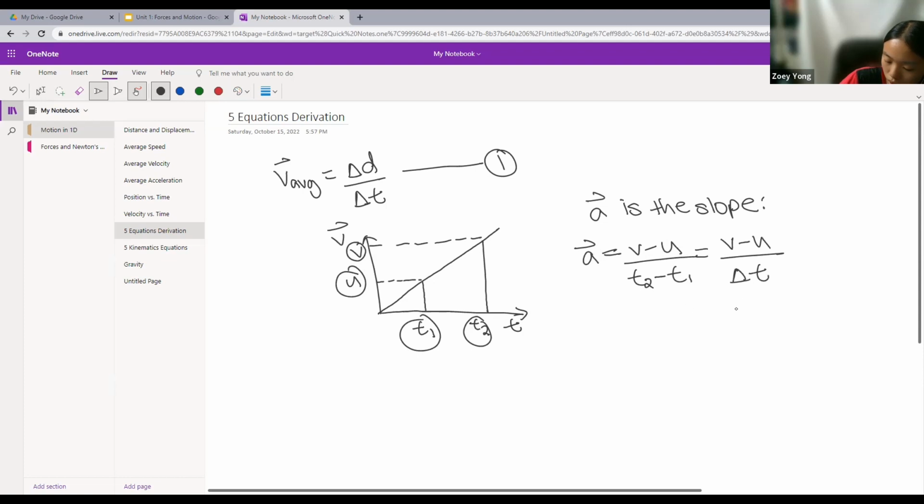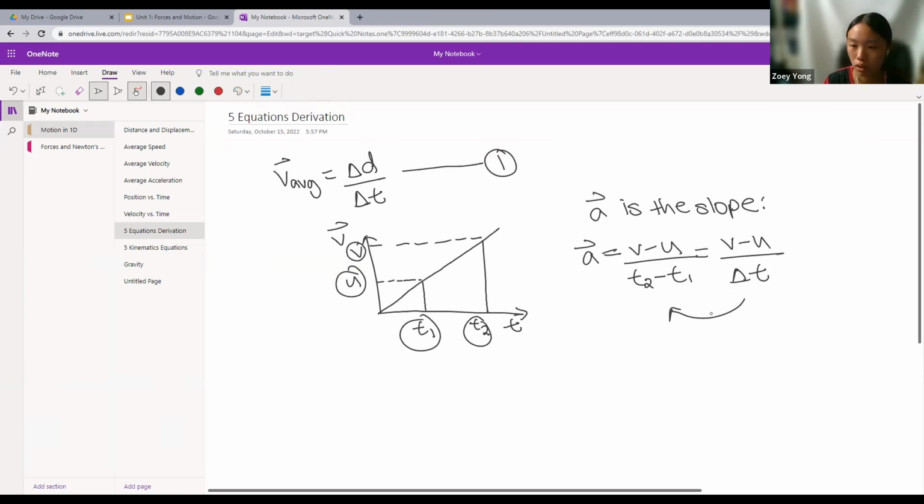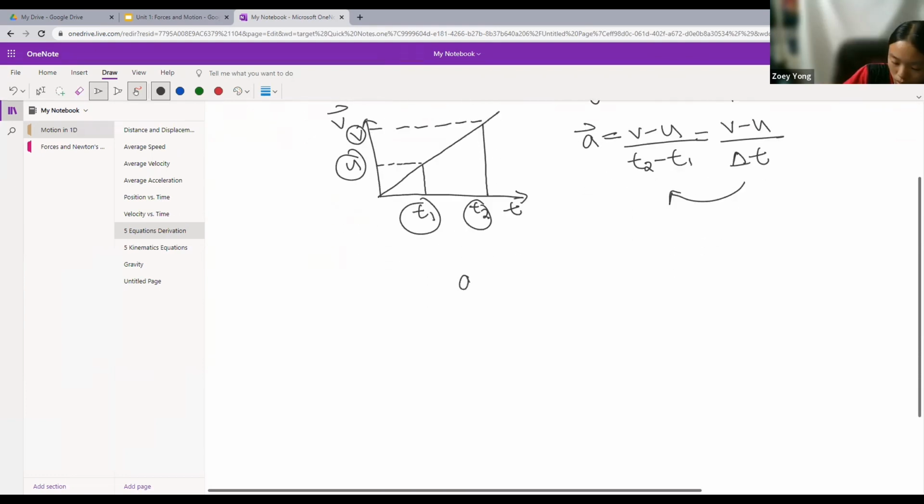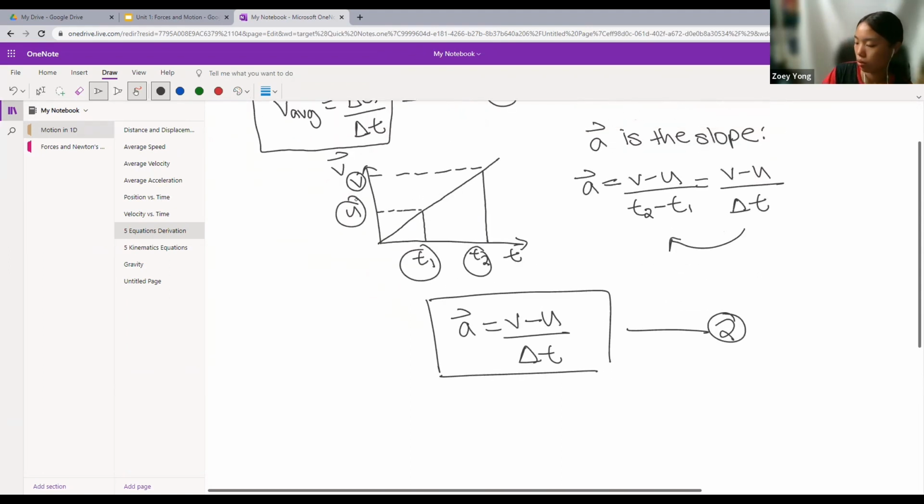So we're just calling the change in time delta t. Instead of two variables, we're just going to put it as one, because most of the time when you do a problem like this, they'll just give you the change in time instead of the starting time and ending time. This means that our second equation is a equals v minus u over delta t. We have two equations down and three more to go.